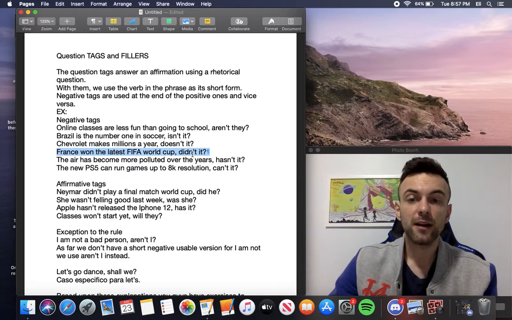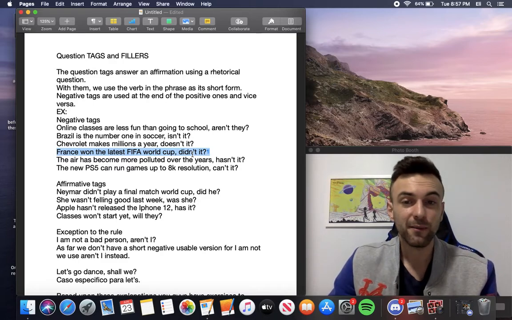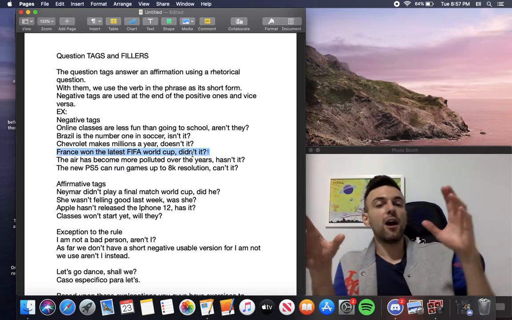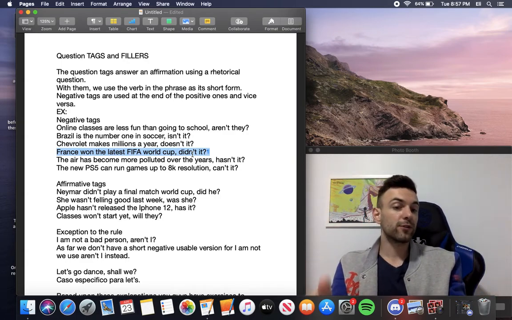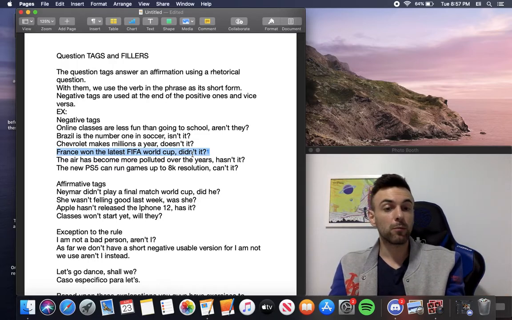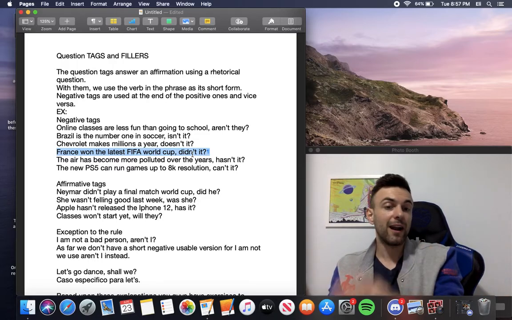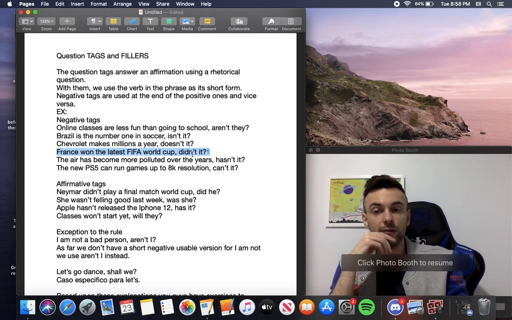The air has become more polluted over the years, hasn't it? This is a present perfect tense. That's the reason I use haven't, the participle, right there. And you gotta always pay attention to the difference between have and has when you're gonna use one and when you're gonna use the other. Have is gonna be used both for plurals and I. However, has is gonna be used for third person pronouns.